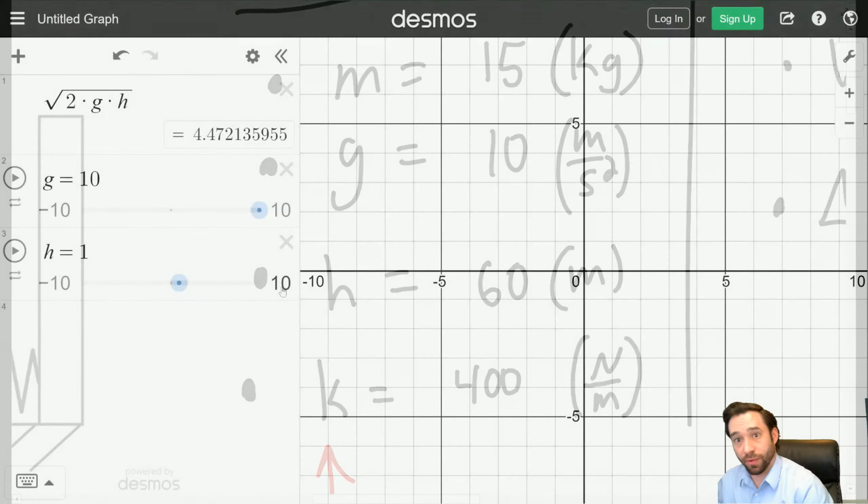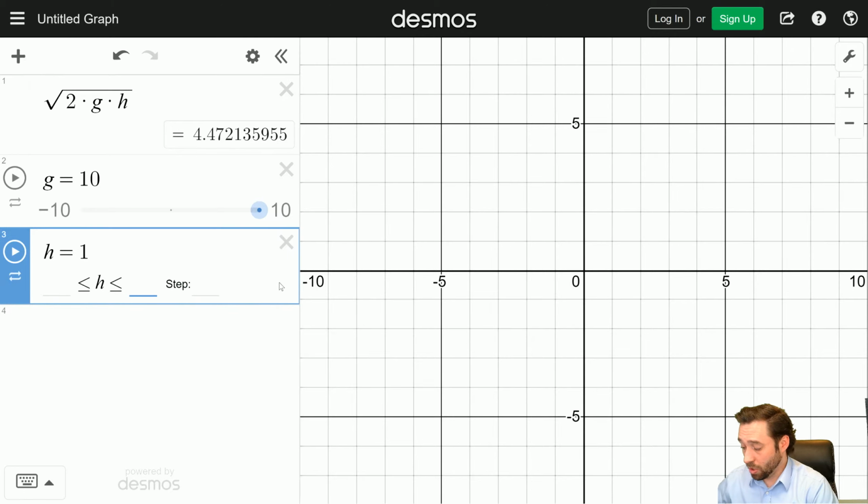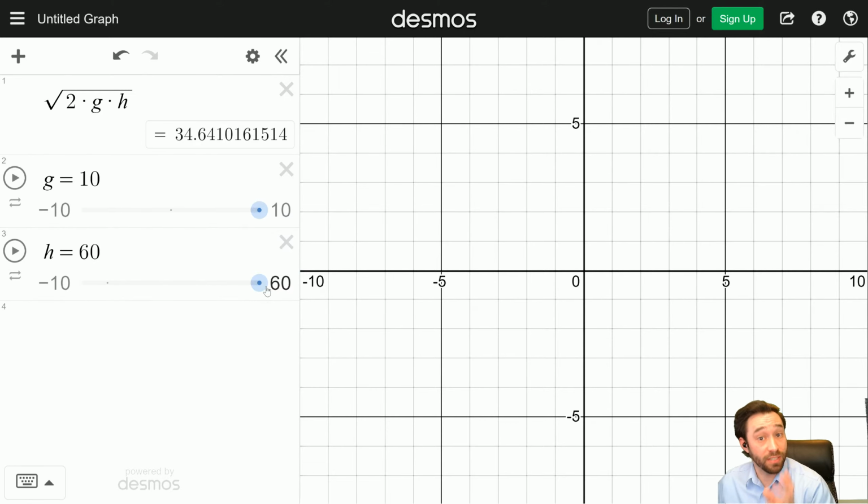If I switch back over here, this is my max, this is my min. So if I click here, all I have to do is type in 60, and I click off of it, and I move my slider all the way to 60, and what Desmos is doing is it's taking h equals 60, plugging it in for h, taking 10, plugging it in for g, and then calculating the value. So 34.64.